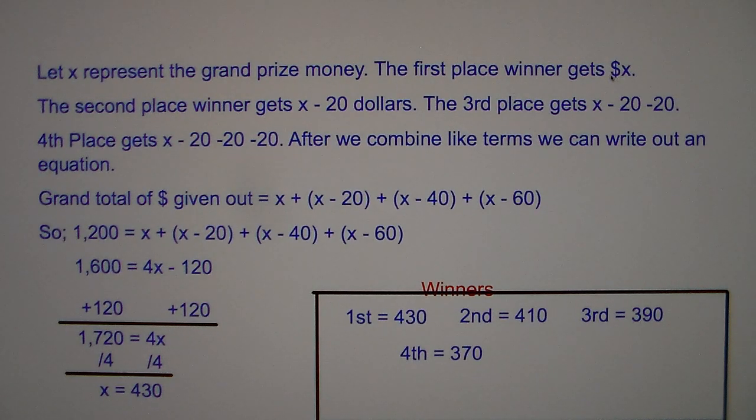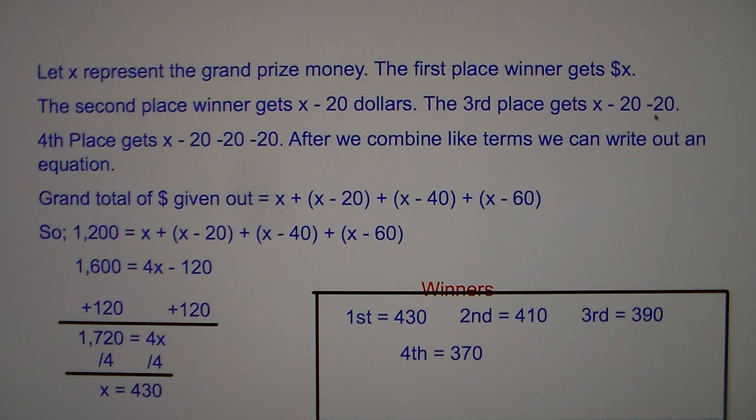The first place winner gets X amount of dollars. The second place winner gets the grand prize money minus 20 bucks, because they're in second place. So you're going to subtract 20 bucks from first place to find the second place cash value. Third place will get the grand total money minus the 20, and then let's subtract another 20 to record the third place one. So I have to minus 20 twice because it's third place.